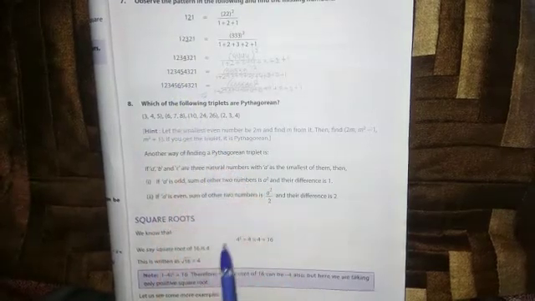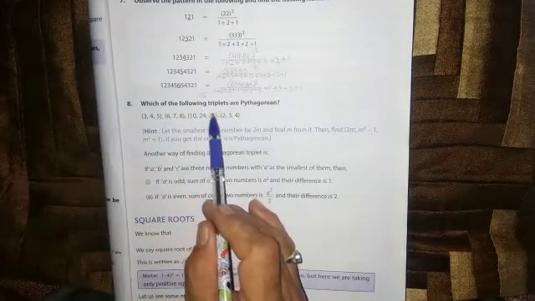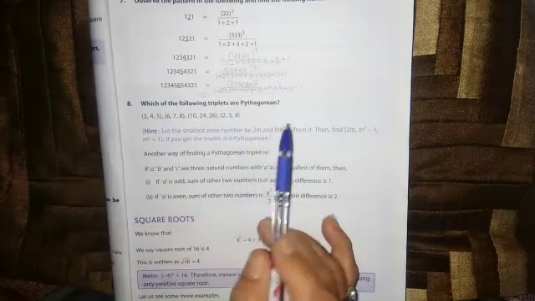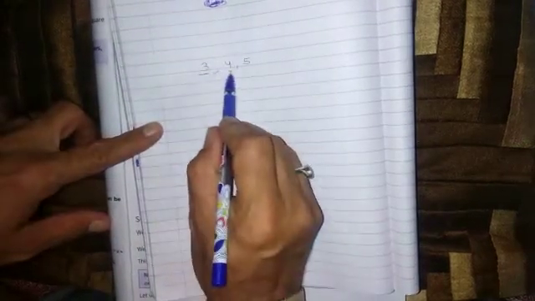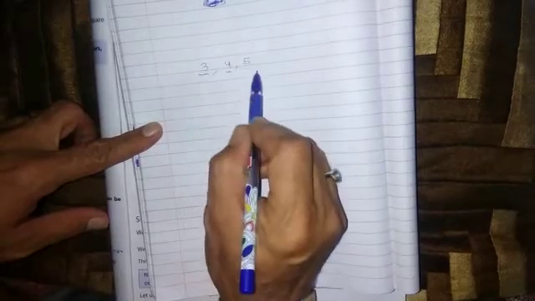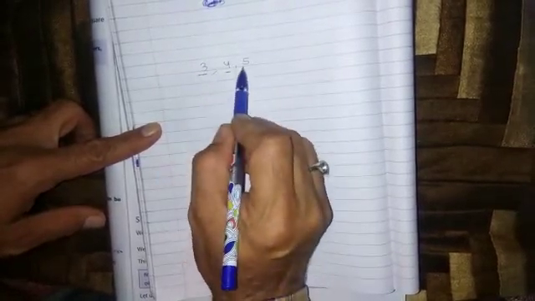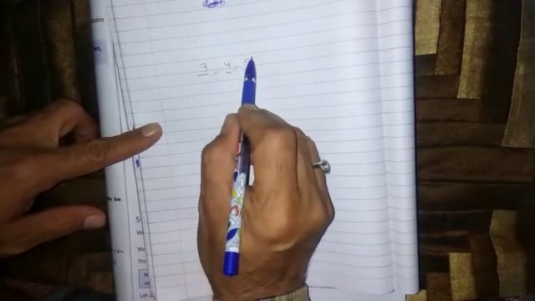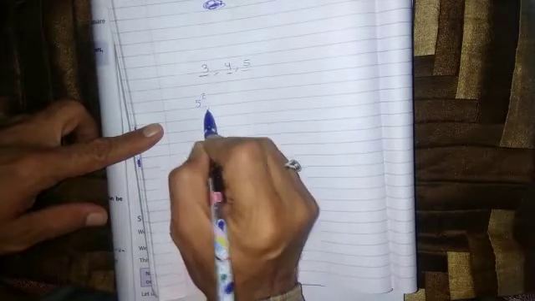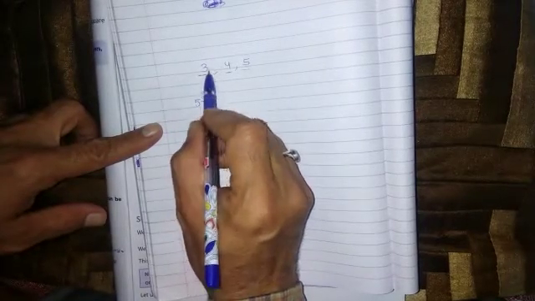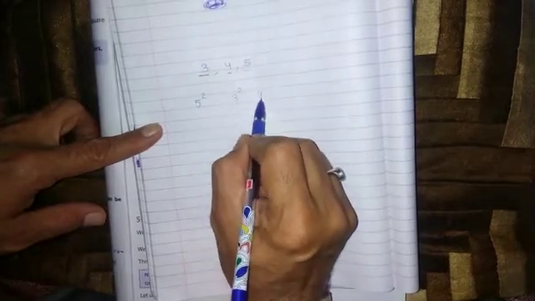Okay, now next question is question number 8. Which of the following triplets are Pythagorean triplets? Suppose you want to check whether these three numbers are Pythagorean triplet or not. What you have to do? Simply choose the largest number among these. Which is the largest number? This one, 5. Take its square and take the square of the remaining two, 3 square and 4 square.